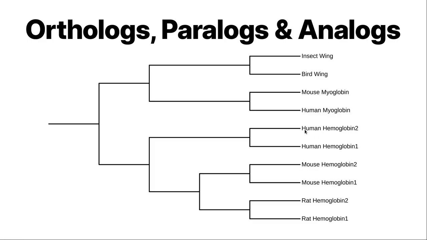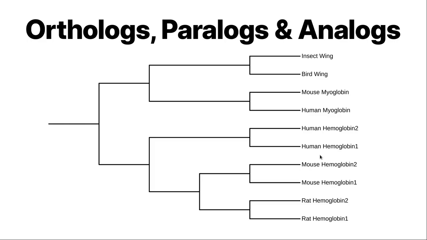If we talk about human hemoglobin 2 and human hemoglobin 1, these are paralogs. Mouse hemoglobin 2 and mouse hemoglobin 1, these are also paralogs. Rat hemoglobin 2 and rat hemoglobin 1, these are also paralogs. But if we consider rat hemoglobin 2 and mouse hemoglobin 2, these are orthologs.